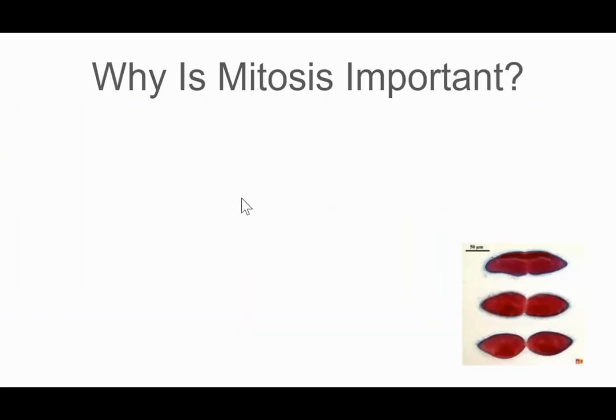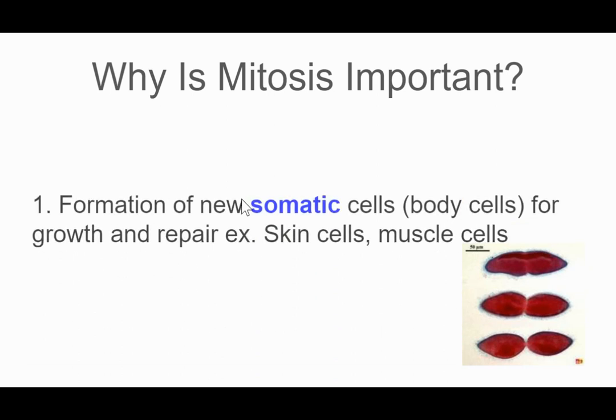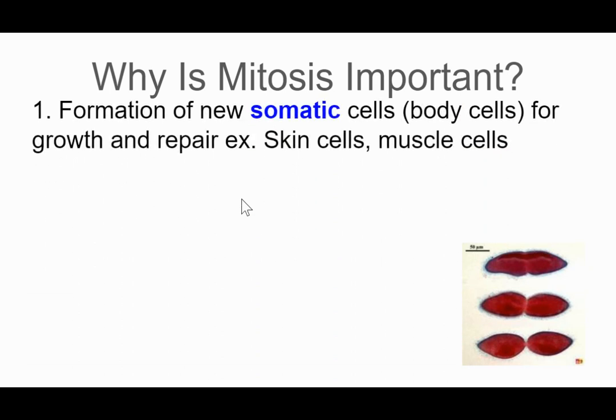All right, so why is mitosis important? Why are we learning about this, right? So we need mitosis in our body for the formation of our somatic cells. We need new somatic cells, our body cells, for growth and for repair, right? If you get a cut, you need to be able to repair that cut. You do so by making more cells. You grow. You are not the same size that you were when you were born, right? You grow by adding more cells.